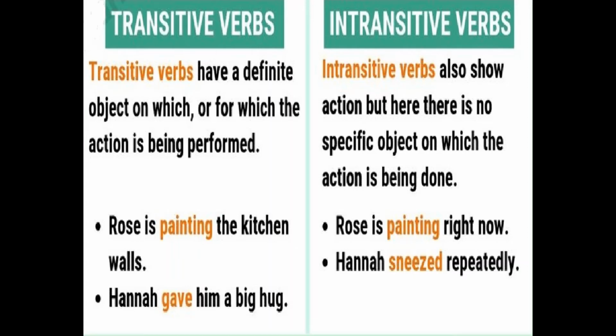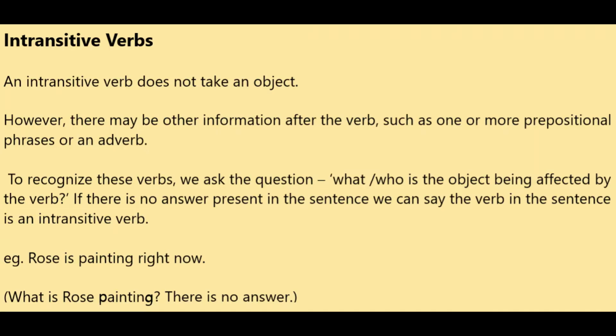Hannah sneezed repeatedly. There also you can see there is no object there. So the verb that doesn't have an object, you call it an intransitive. We are going to see a little more detail about intransitive.